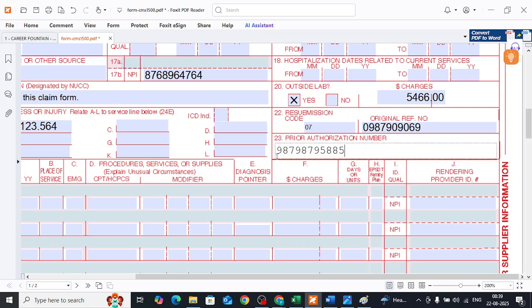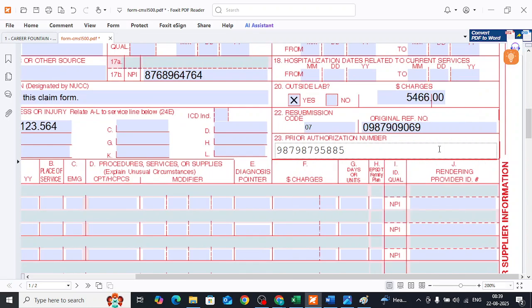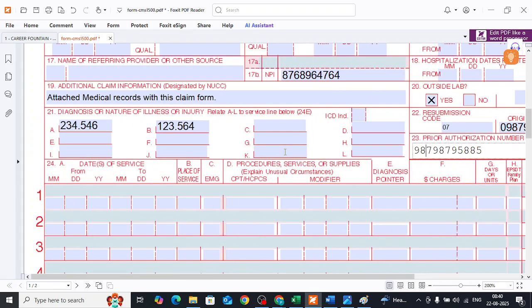It's an important box; you can face it as an interview question. Box number 23: you have to tell that it is used for the prior authorization number. Why is it called pre-authorization or prior authorization? Because before providing service we are taking the authorization. Sometimes if we miss taking the authorization and apply for it after providing service, that is called a retro authorization. So this is box number 23.